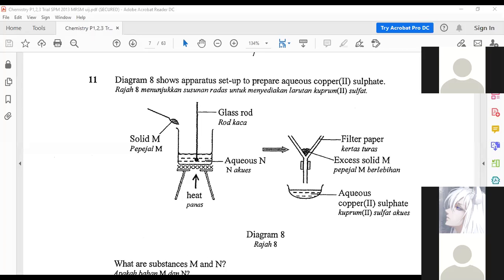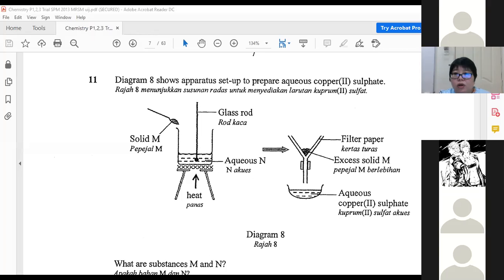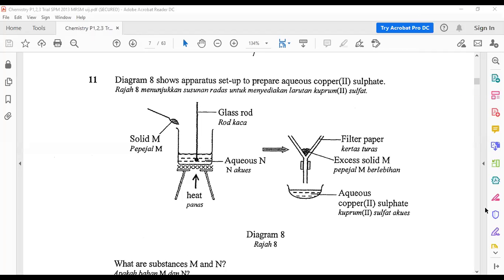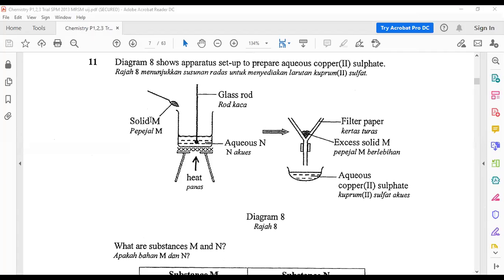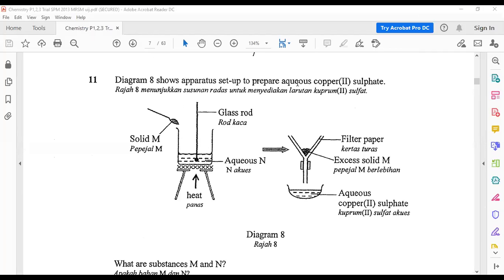Everyone knows. Okay, so now actually this copper(II) sulfate is a soluble salt. Now you are putting a solid M and an aqueous N. This aqueous should be an acid. If you are confused on how to get the answer, you do it like this: you cut it in half. You have the cation and the anion.